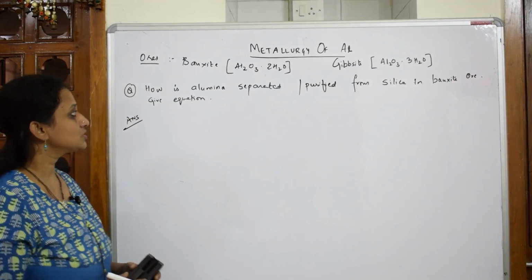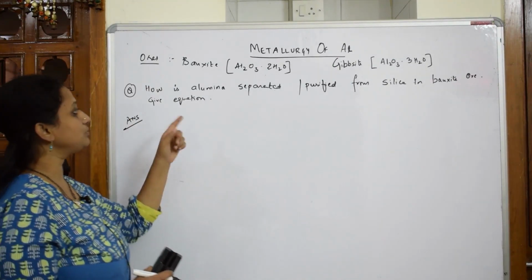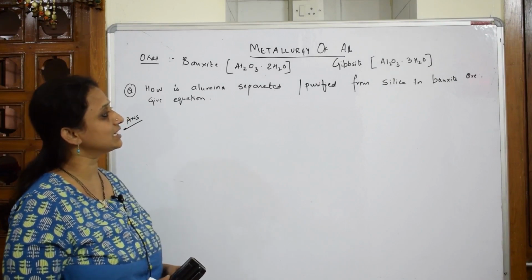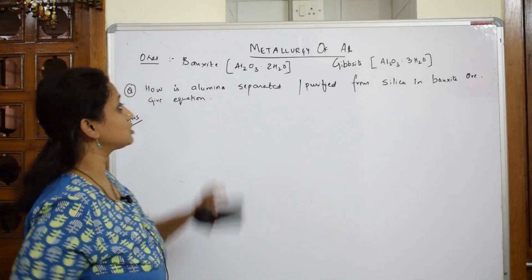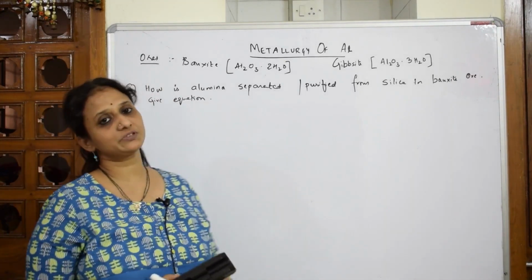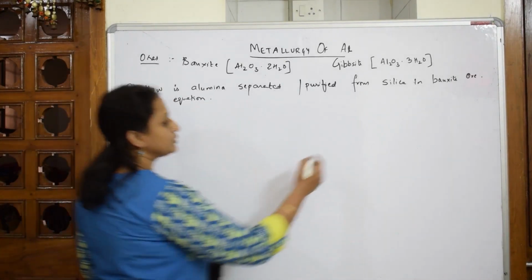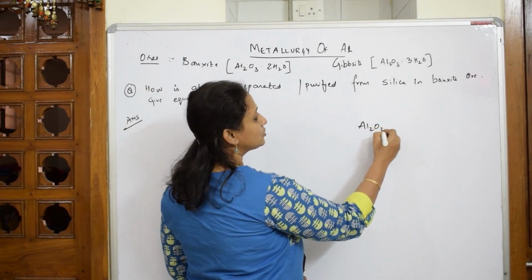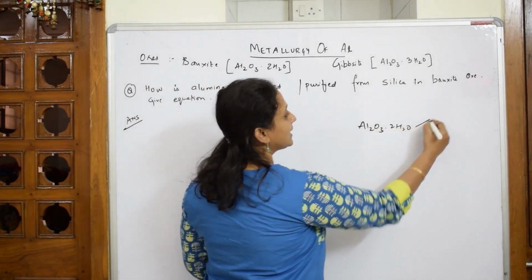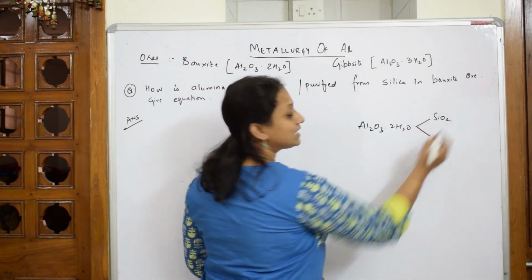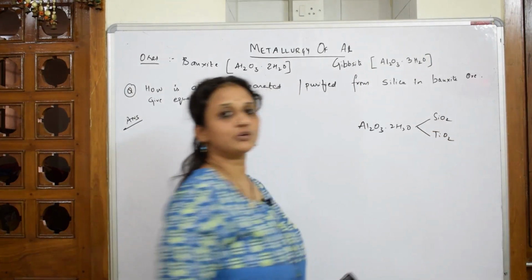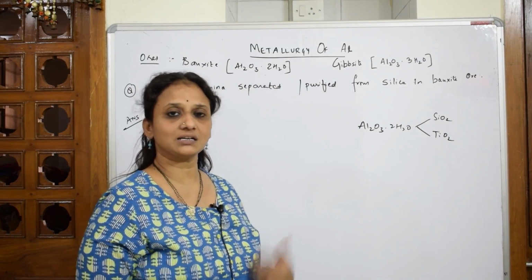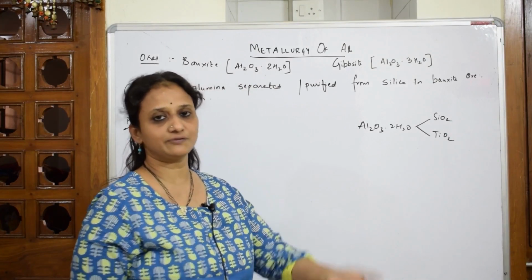Right. So, if this question is given to you: how is alumina separated or purified from silica in bauxite ore? Give equation. Now, whenever we speak about bauxite, bauxite has two types of impurities. What are the two types of impurities? Al2O3·2H2O has SiO2 silica as an impurity and TiO2 titanium dioxide as an impurity. So our task is to remove these impurities and then send it for reduction.